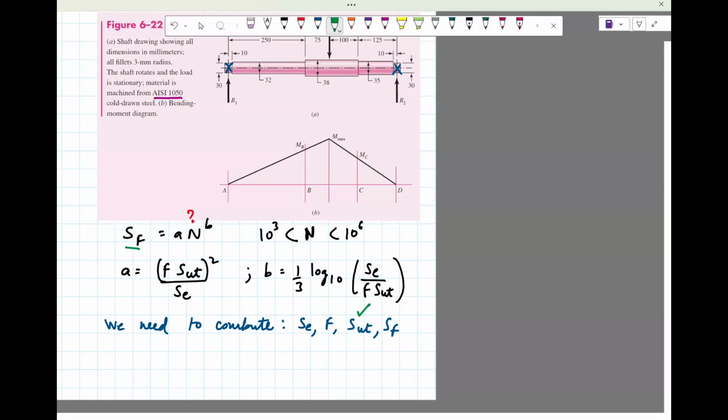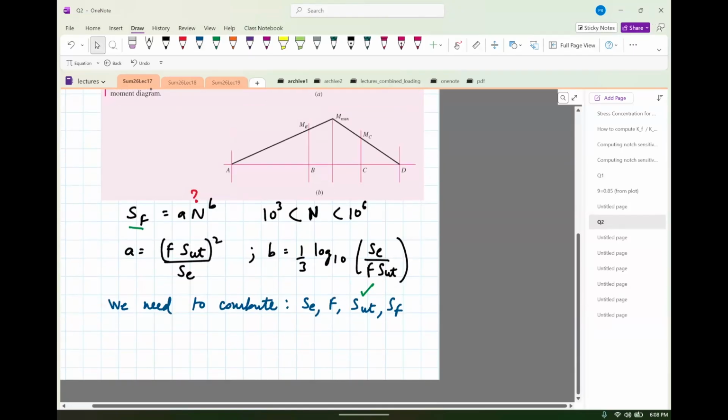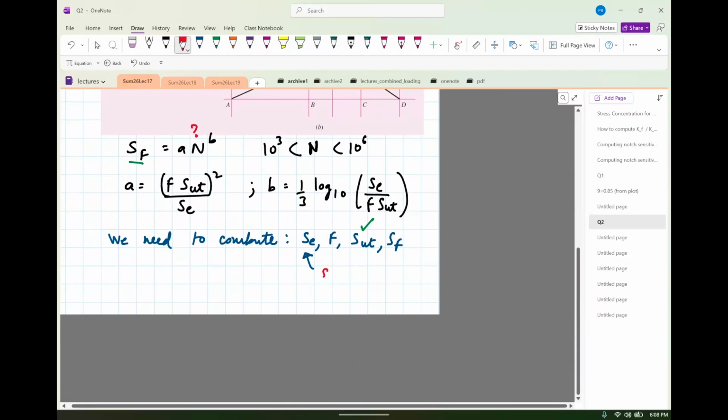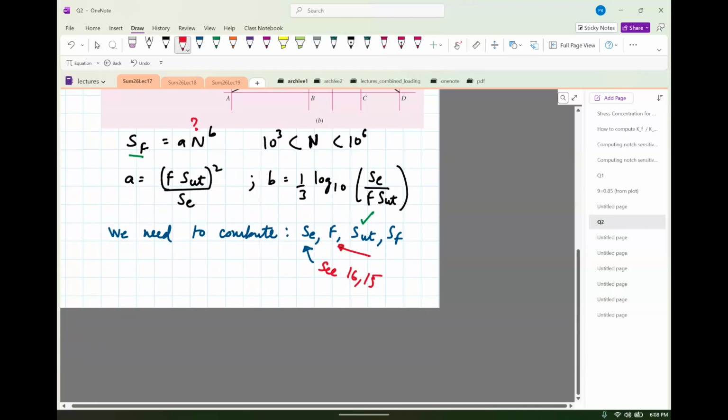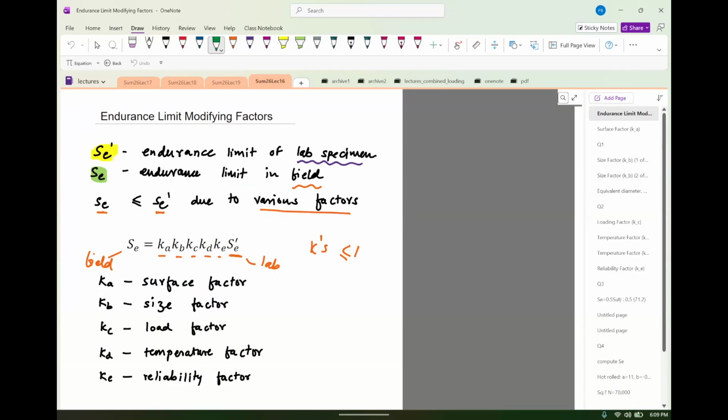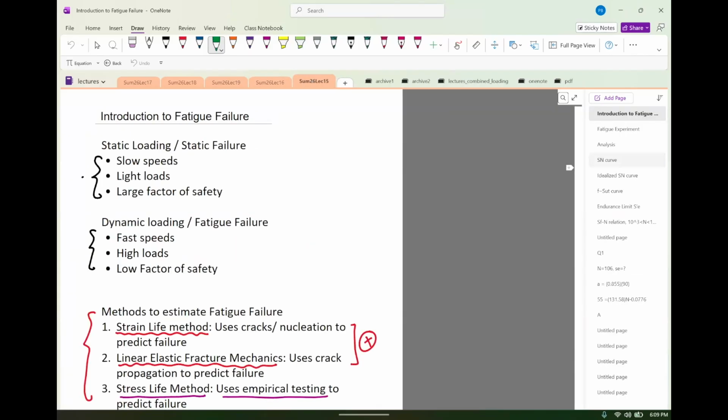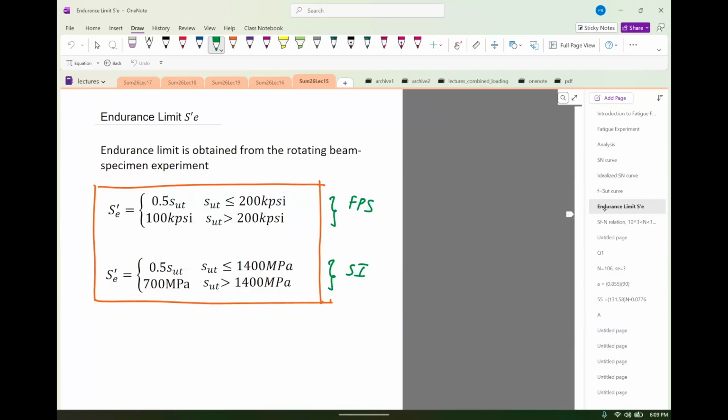Well, for SE, we did this last time. We had a whole entire section devoted to computing SE, so this is something which we can look at. I think it was the last lecture, sections 15 and 16, and this was 17. Let me pull that up. Okay, so 16 was endurance limit when there are all these factors, and then 15 is basically giving you how to compute F. And it's also letting you compute SE prime. What is SE prime? SE prime is the endurance limit of a lab specimen, right?